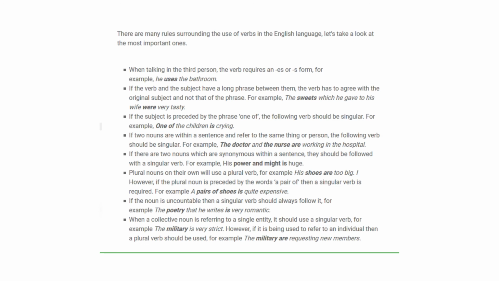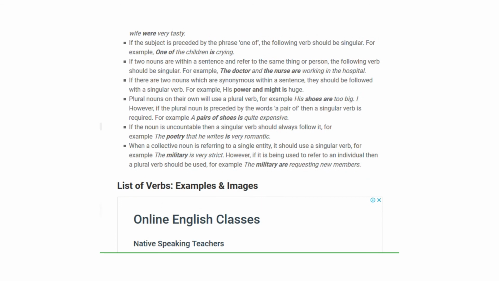Plural nouns on their own will use a plural verb. For example, his shoes are too big. However, if the plural noun is preceded by the words a pair of, then a singular verb is required. For example, a pair of shoes is quite expensive. If the noun is uncountable, then a singular verb should always follow it. For example, the poetry that he writes is very romantic.